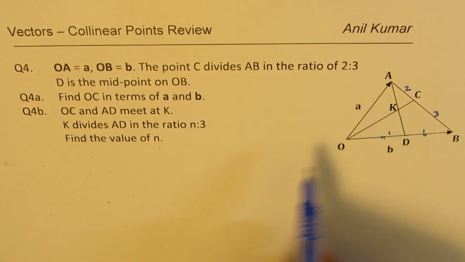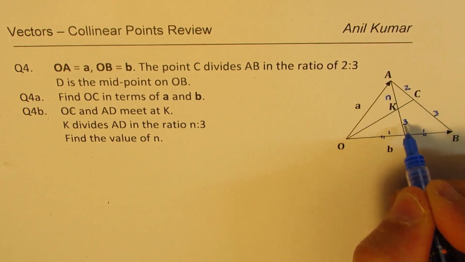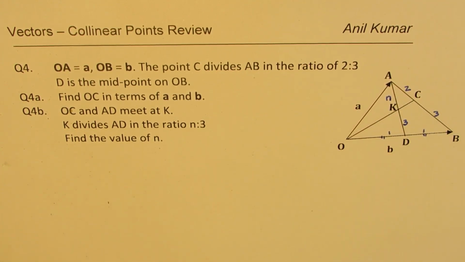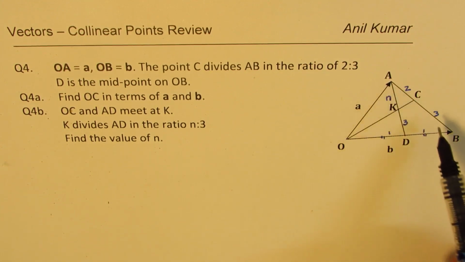K divides AD in the ratio of n is to 3. Find the value of n, right? This is a very interesting question and kind of difficult. Let us see how to solve it. So I hope you remember the section formula.